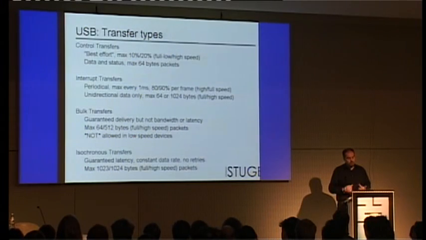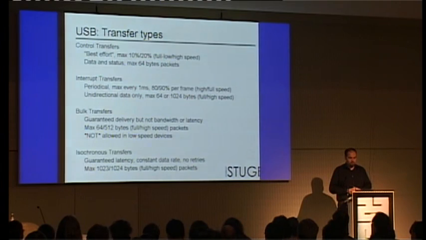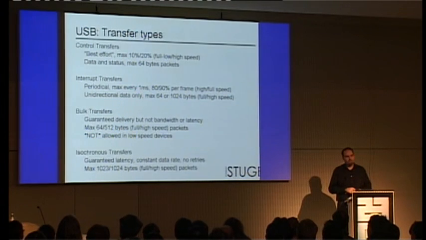Interrupt transfers are just one way. So control was request response, but an interrupt transfer is always just one way. Then there's bulk, which is just take as much bandwidth as you can, but there's no guarantee that it will arrive in any specific time. So it might take a while. Whereas with interrupt, it's periodical.